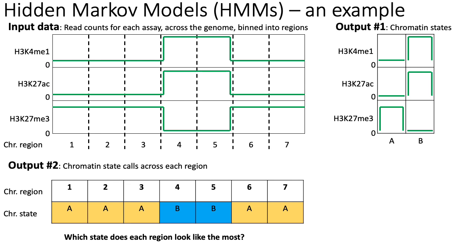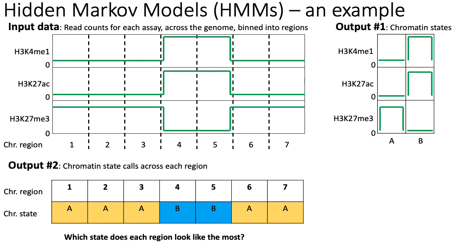Again, the second thing that HMMs tell you is, for each region across the genome, what the chromatin state of the genome is at that position. For each one of these chromosome regions, the HMM intuitively looks at output number 1 and says, at this region, which combination of histone marks, which chromatin state, is most likely here? In the table labeled output number 2, I've labeled each chromosome region in terms of which chromatin state that region looks most similar to.